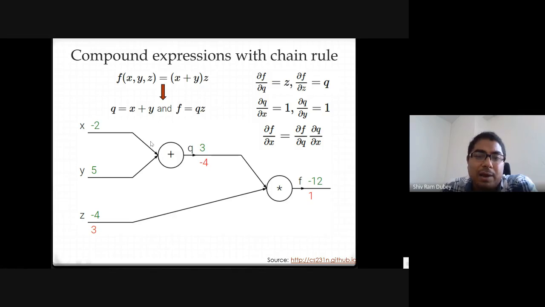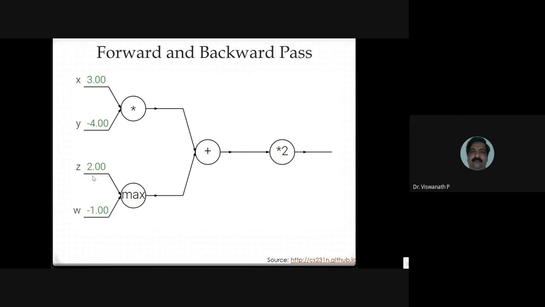Suppose you have to compute del f by del x. If we already know del f by del q, then del f by del x is nothing but del f by del q multiplied with del q by del x, and del q by del x is 1. So this minus 4 is simply transferred here, and the same thing is going to happen here also.